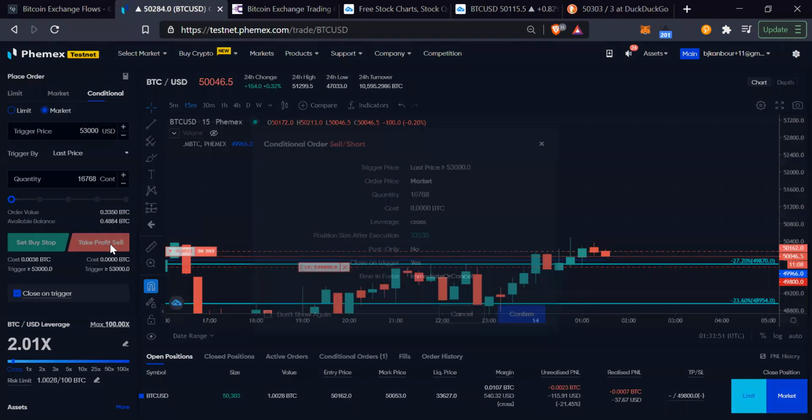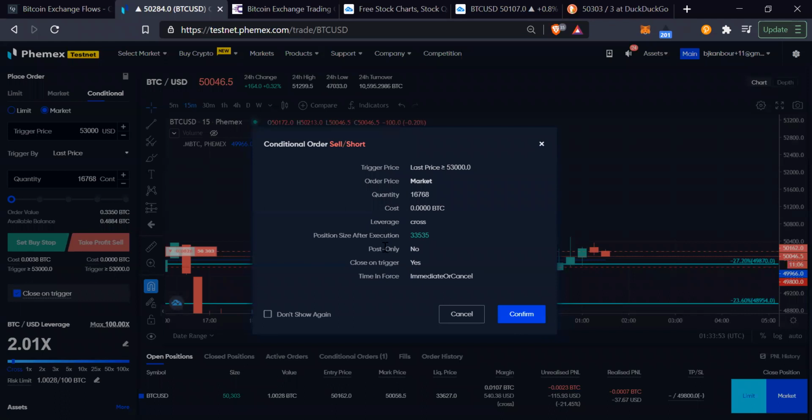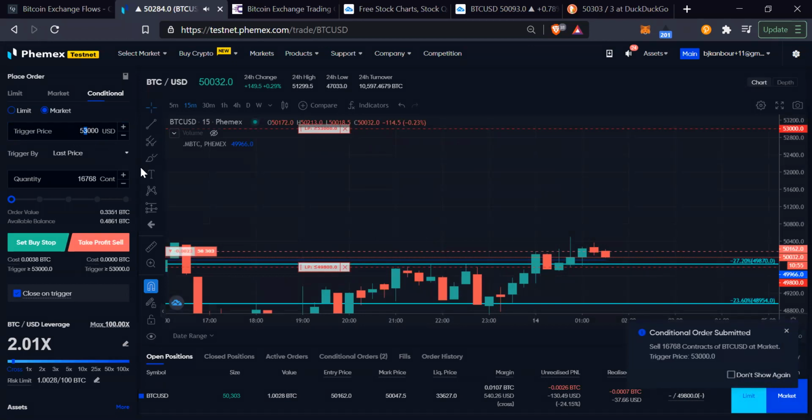And then all we're going to do is click take profit sell. You'll see your position size after execution. It should be your 50,303 minus the 16,000. Click confirm. And we're just going to do that for the next 2 targets as well. 56,000, confirm, and 59,000 and confirm.